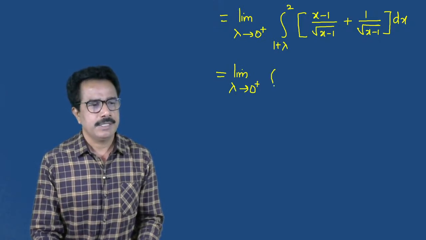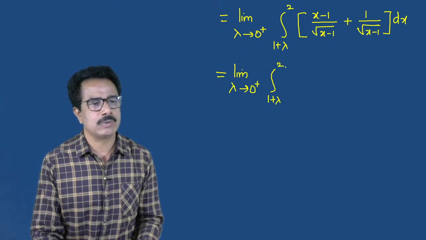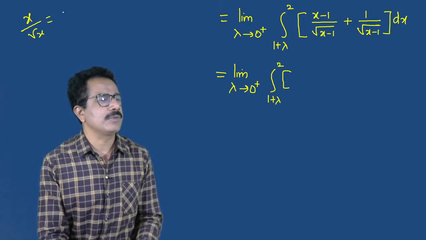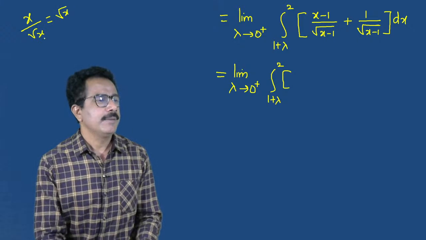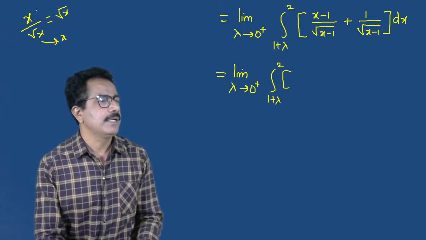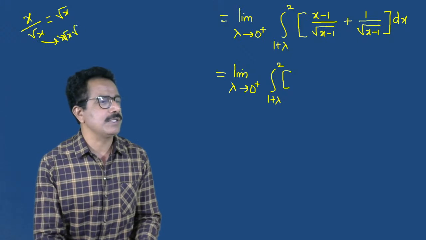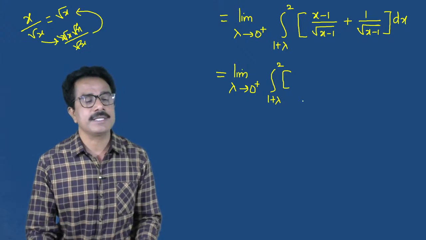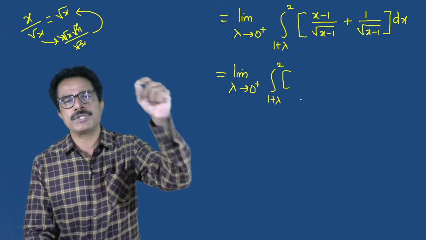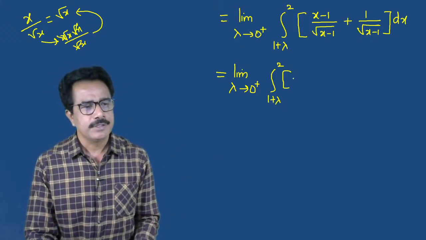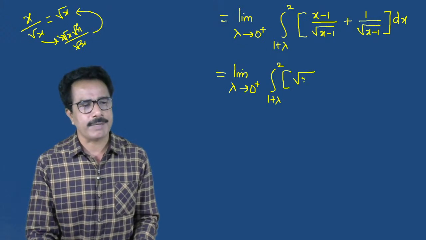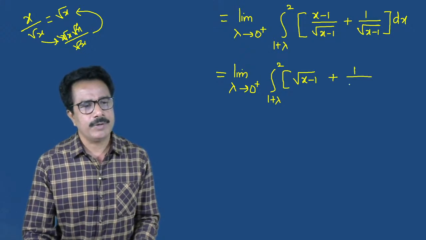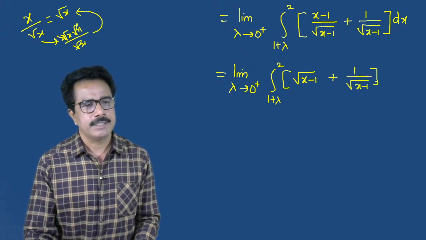Integral from 1 plus lambda to 2, we can write x divided by root x. Numerator can be written as root x into root x divided by root x, so root x will get cancelled, answer will be root x. X divided by root x can be written as root x. So x minus 1 divided by root x minus 1 is equivalent to root x minus 1 plus 1 upon root x minus 1 dx.